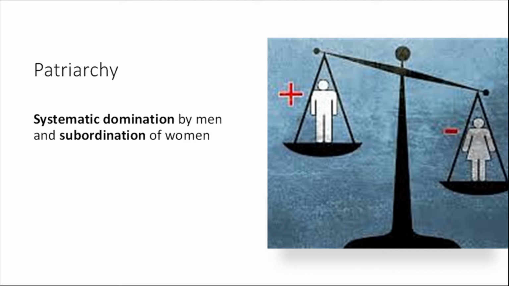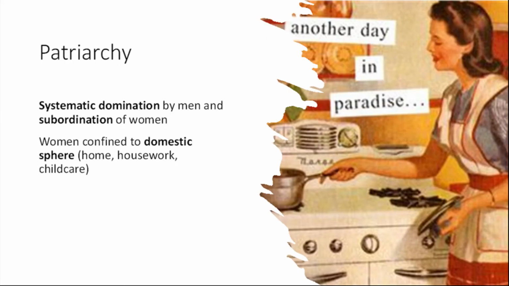I think the word systematic is important here. Feminists aren't just pointing out that some men are jerks and that some women have a hard time, that society does this as a matter of course. It's not down to a few individuals being unlucky or horrible. It's the way society works. And this takes the form of confining women to what's known as the domestic sphere, the home. So we're talking housework, childcare.